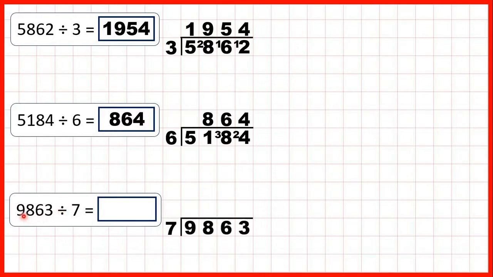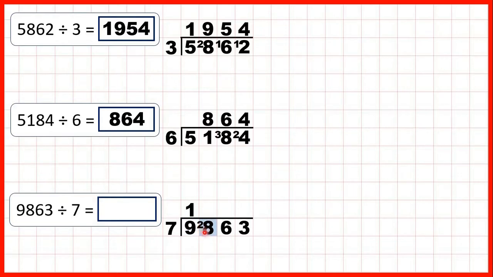Finally, we have 9,863 divided by 7. If we look at the first digit first, we have 9 divided by 7. That's 1 remainder 2, because 1 times 7 is 7, but then we need 2 more to get to 9.